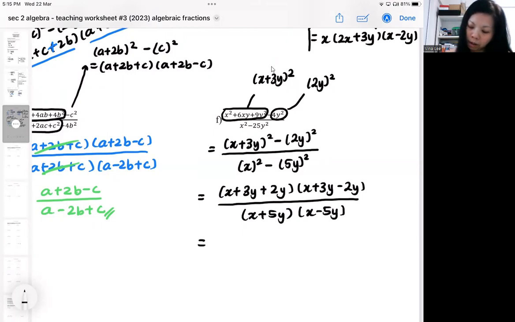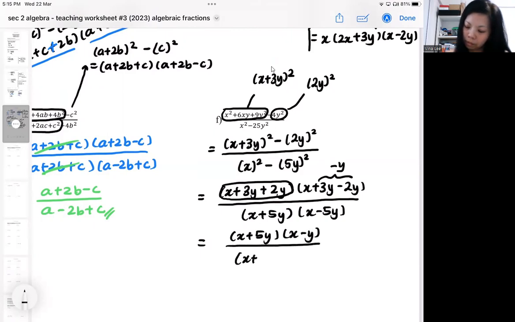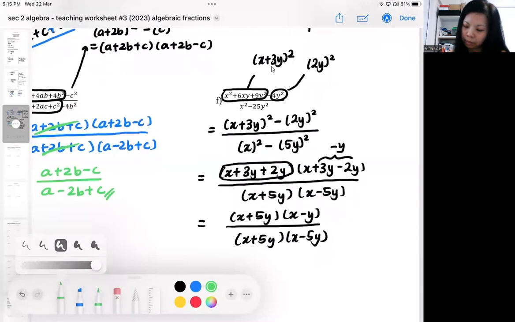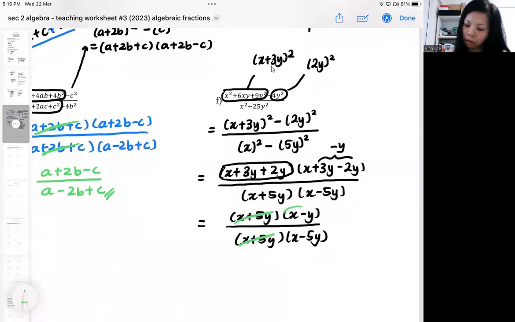Look carefully at the bracket. Can you see your 3y and 2y? It becomes a 5y, and this part becomes a minus y. So eventually you come to the bracket that you can cancel, and you are left with the numerator and the denominator.